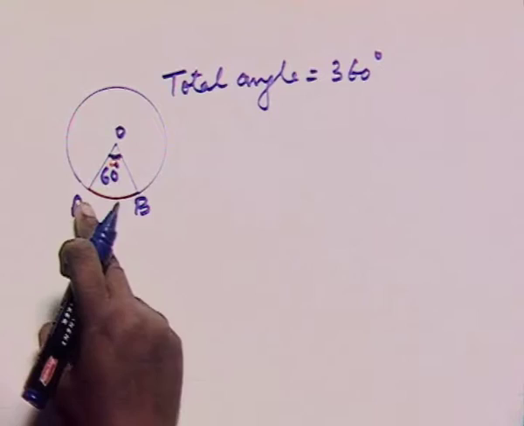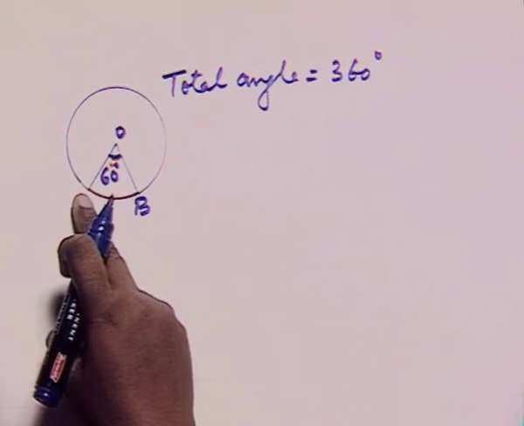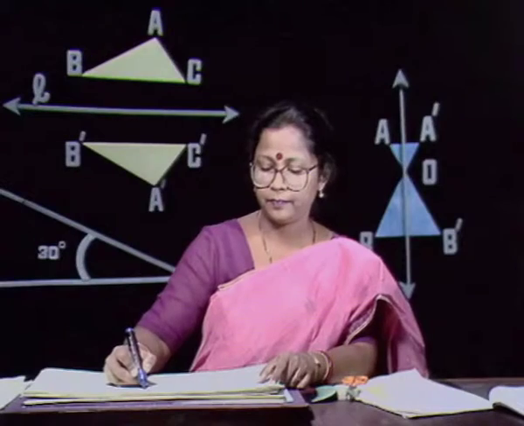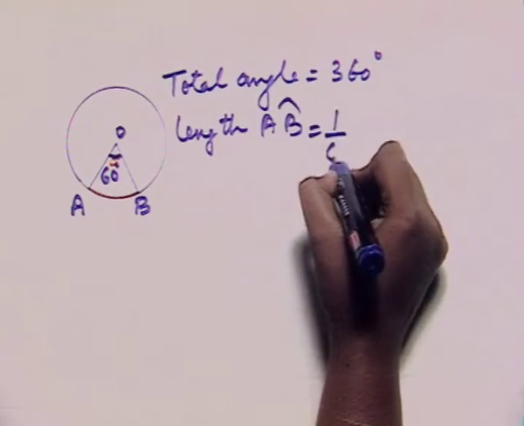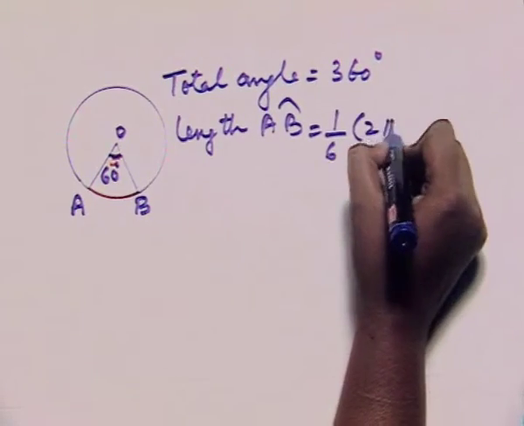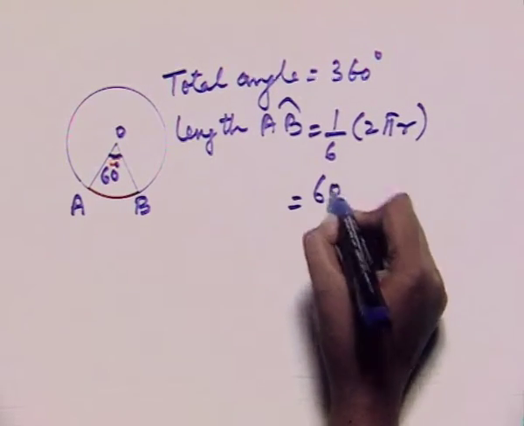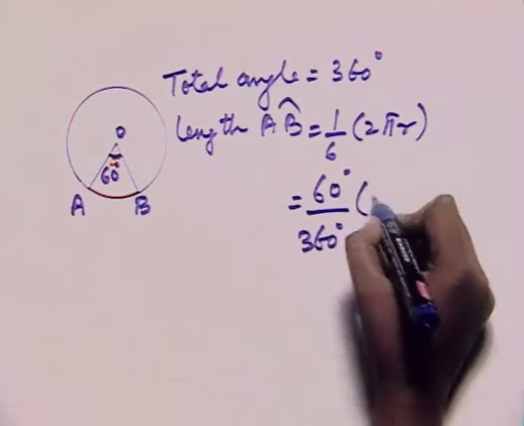That means the arc AB is 1/6 of the whole circle. So, length of the arc AB will be equal to 1/6 of the circumference, or I can write it as 60 degree upon 360 degree into 2 pi r.